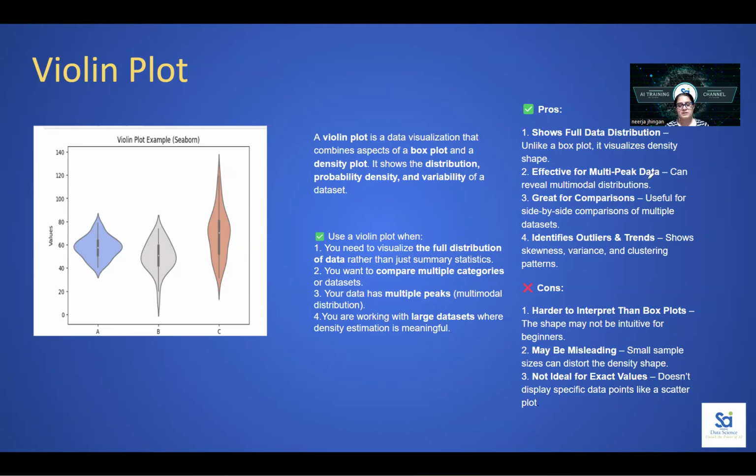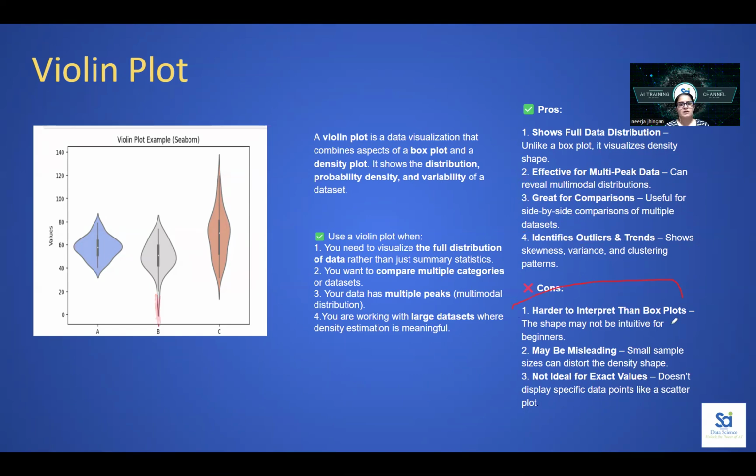Effective for multi-peak data, right? And it is very good for multimodal distribution. Great for comparison, useful because you can do the comparison between the different categories. Identify the outliers and trends. You can see if it is getting thinner here, it is skewness of the data, and an outlier exists here.